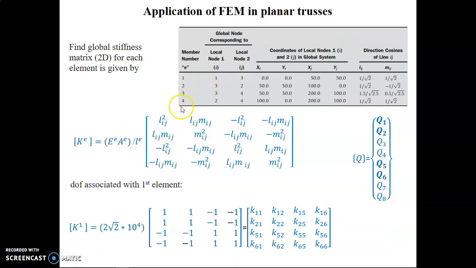Now we will establish the stiffness matrix for the first element. The first element is obtained by connecting node 1 and node 3. So we will be using the direction cosines Lij and Mij for the first and third node. We will be using the expression already developed for the global stiffness matrix, so we will just be filling in the values of Lij and Mij corresponding to the first element. From here we will be obtaining the stiffness matrix, so it will have the contribution.